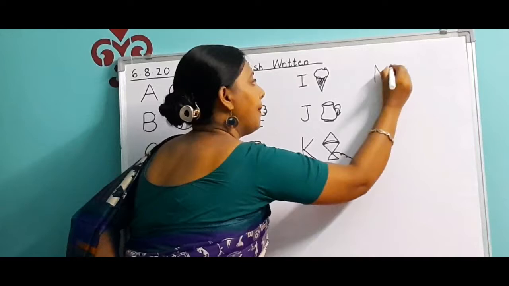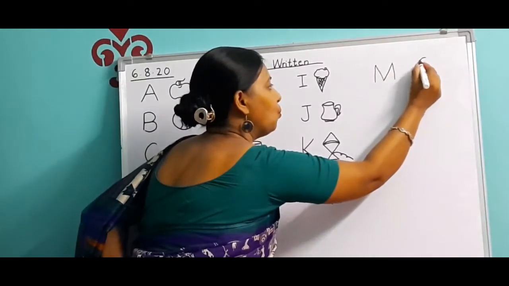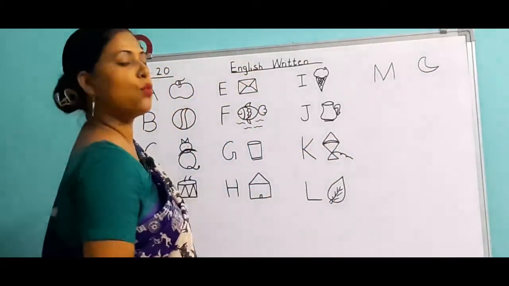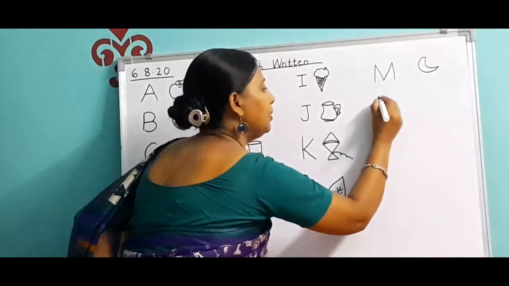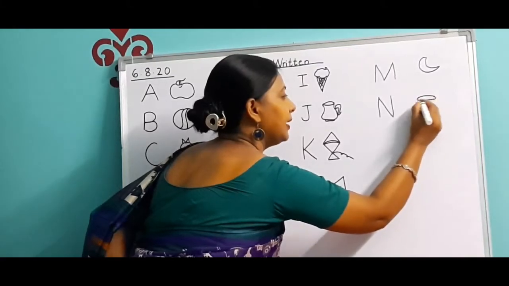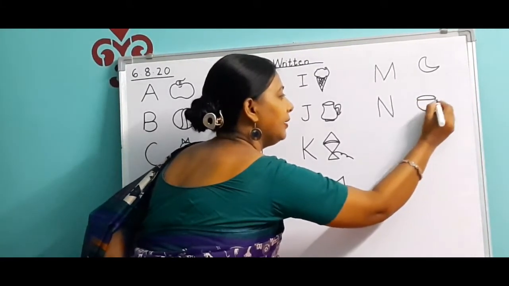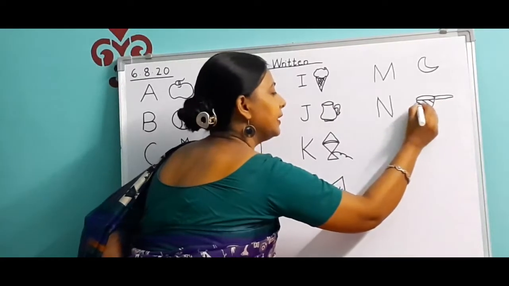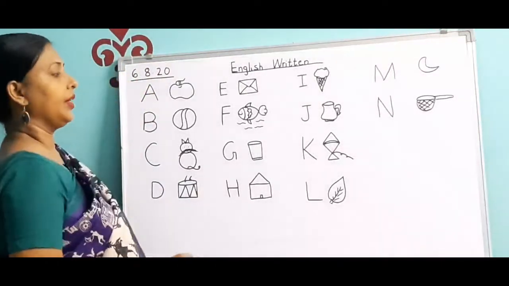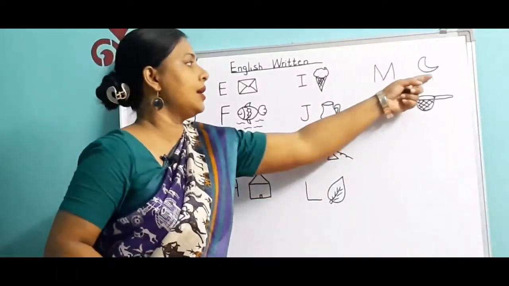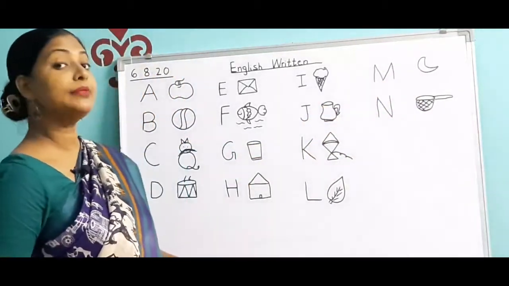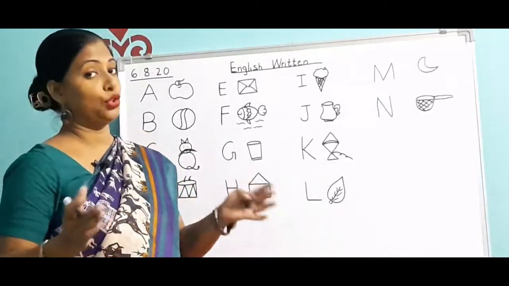M for monkey, M for moon. This is a moon. N for nose. And N says nose, net. Okay. Yes, still here I had taught you yesterday. Net. Moon. This is M. This is N. And after N comes, now, two new alphabets I am going to teach you today.